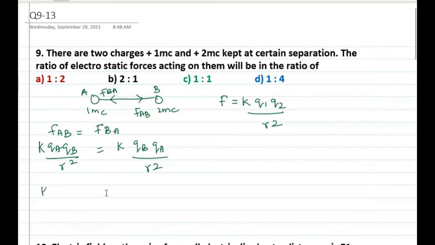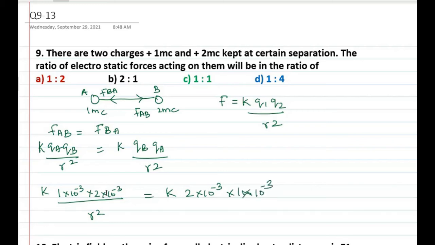So K into QA, which is 1 millicoulomb, 1 into 10 to the power of minus 3, and QB is 2 into 10 to the power of minus 3. By seeing this itself, we say both the left side and right side are equal. So you can cancel out both the things. K into 2 into 10 to the power of minus 3 into 1 into 10 to the power of minus 3 by R square. Now both the left side and right side are equal.